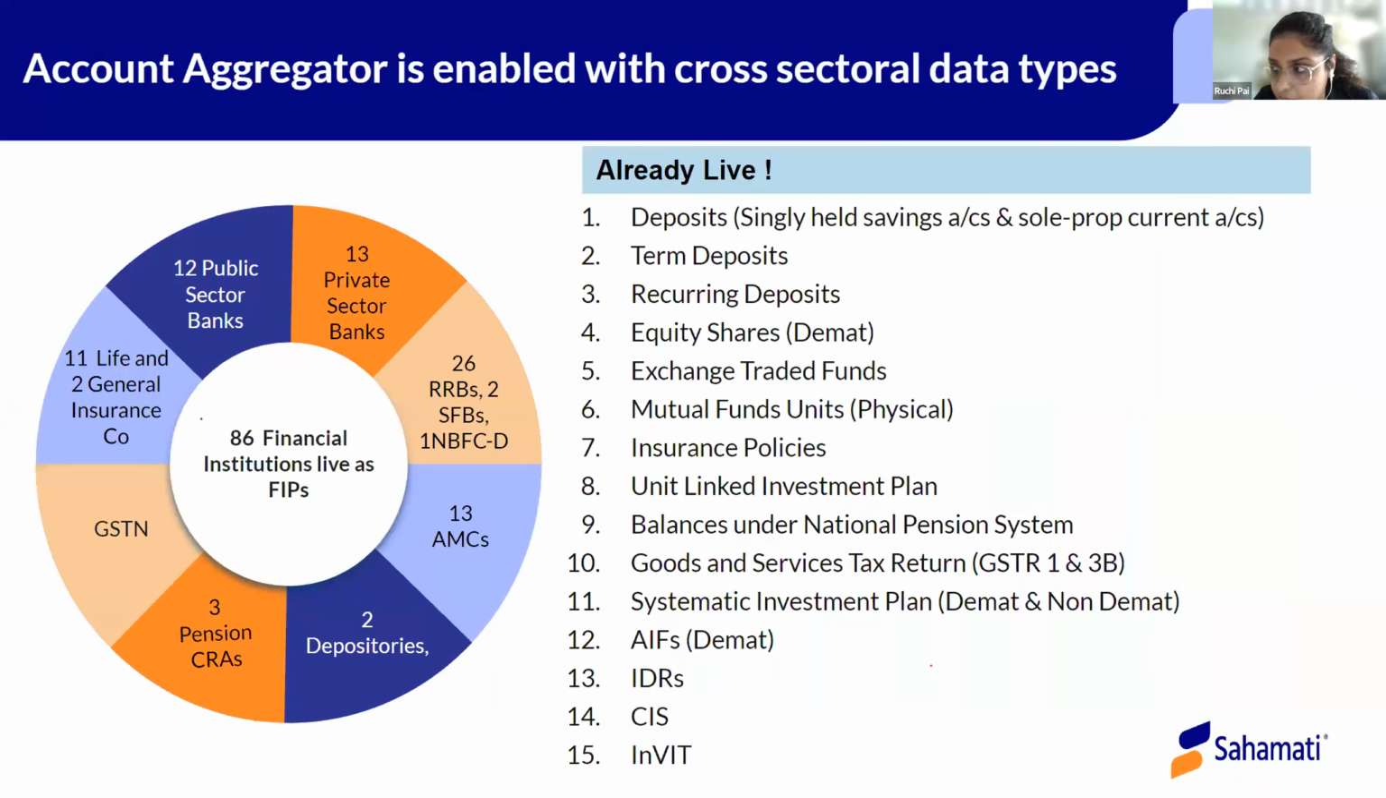Now, there are 23 data types available in account aggregator, the schemas that have been released by Rebit. Out of these 23 data types, 15 are already live on the account aggregator framework. There are 86 financial institutions providing this data as FIPs, and of these 15, two also belong to GST, the GST R1 and 3B as data.